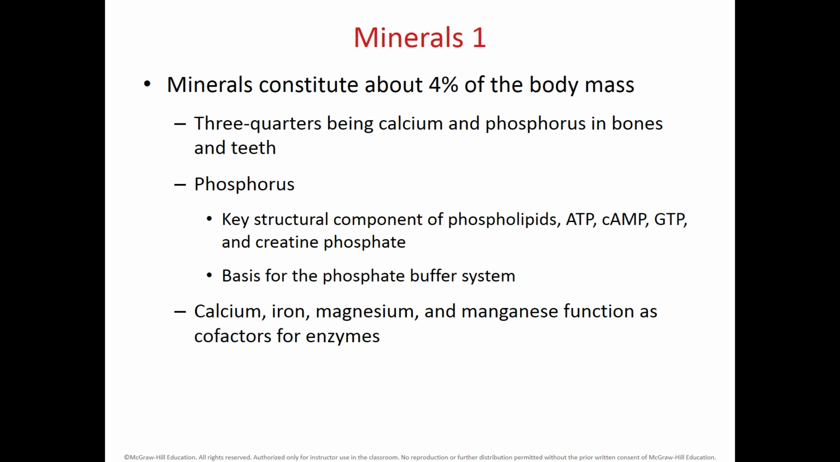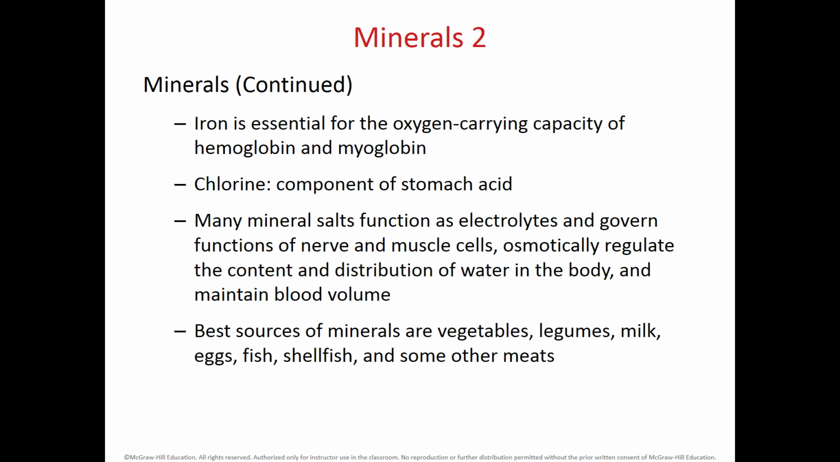Minerals form 4% of our body mass, with 3/4 being calcium and phosphorus in bones and teeth. Phosphorus is also found as a component of phospholipids, ATP, cyclic AMP, GTP, and creatine phosphate. Minerals other than calcium include iron, magnesium, and manganese, which are cofactors for enzymes. Other important minerals are iron for making hemoglobin and myoglobin, and chlorine, which is part of the hydrochloric acid in the stomach. They have several functions, including helping nerve cells and muscle cells to function. Sources of minerals are vegetables, legumes, milk, eggs, etc.